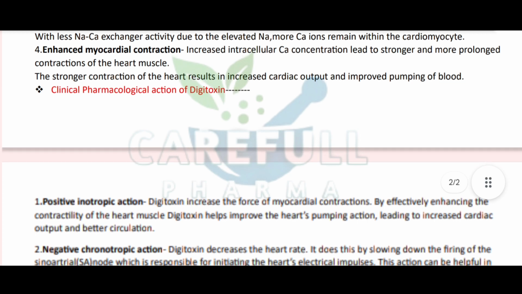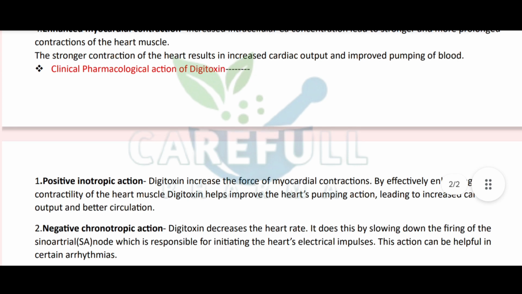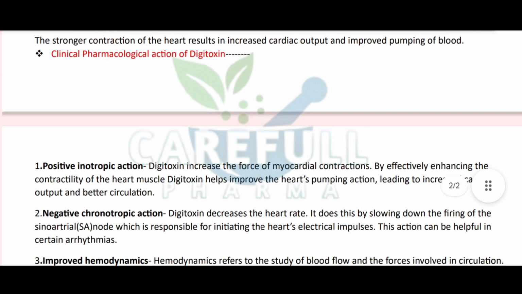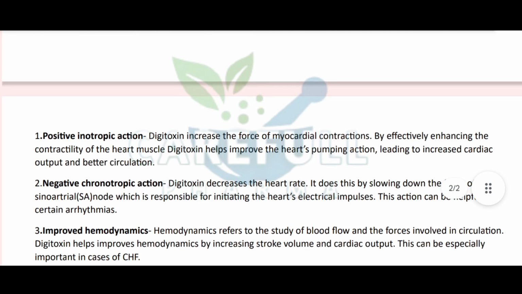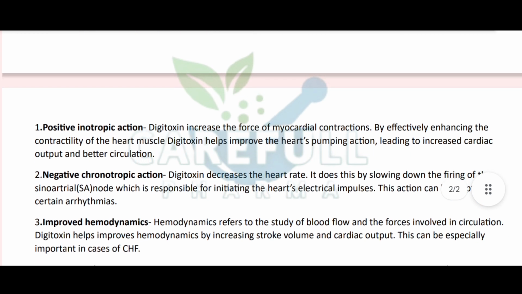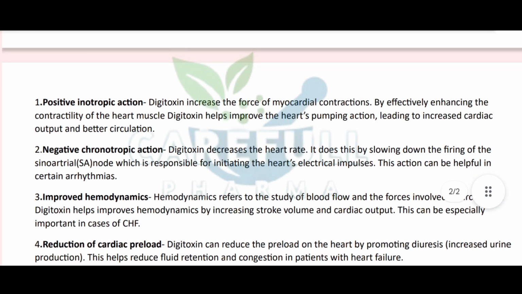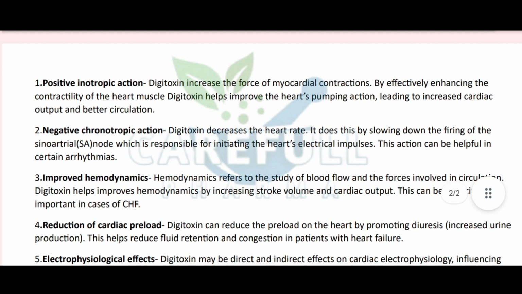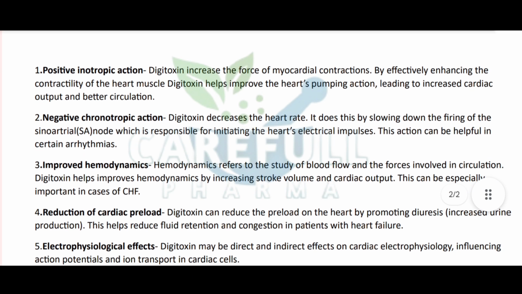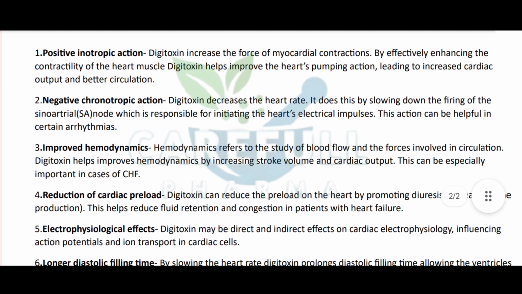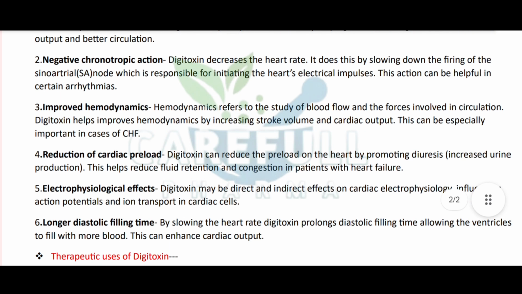Clinical pharmacological action of digitoxin. 1. Positive inotropic action. Digitoxin increases the force of myocardial contractions. By effectively enhancing the contractility of the heart muscle, digitoxin helps improve the heart's pumping action, leading to increased cardiac output and better circulation. 2. Negative chronotropic action. Digitoxin decreases the heart rate. It does this by slowing down the firing of the sinoatrial SA node, which is responsible for initiating the heart's electrical impulses. This action can be helpful in certain arrhythmias.